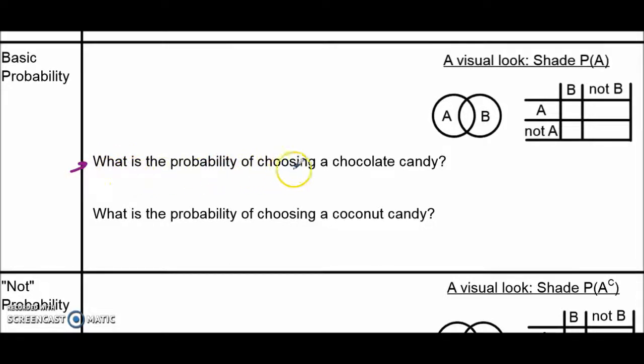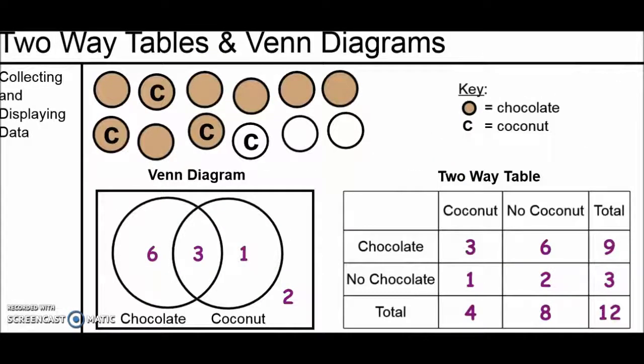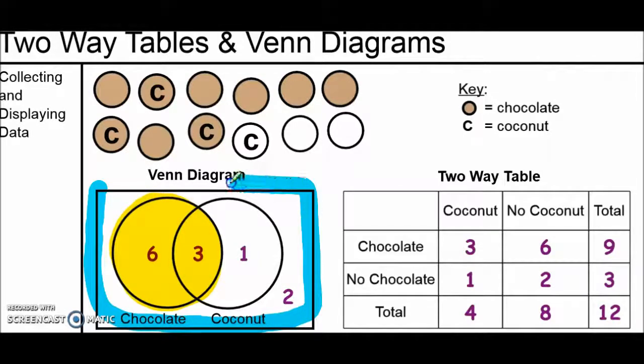What is the probability of choosing a chocolate candy? Let's go back up to our Venn diagram and two-way table to help us figure that out. Now, every probability starts off as a ratio or a fraction. In this case, we're going to look at the number of chocolate candies over the total number of candies. So, look at the Venn diagram first. Within the chocolate circle, we can tell that there are 6 plus 3, or 9 chocolate candies, out of a total 6 plus 3 plus 1 plus 2, that's 12 candies total. So that's 9 out of 12.